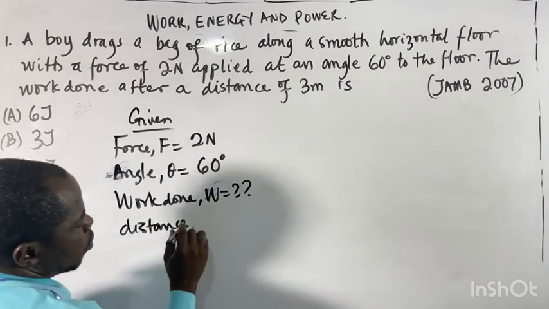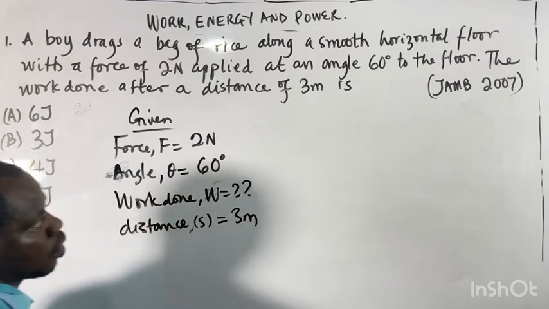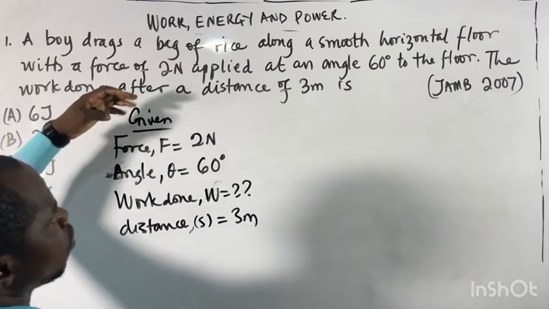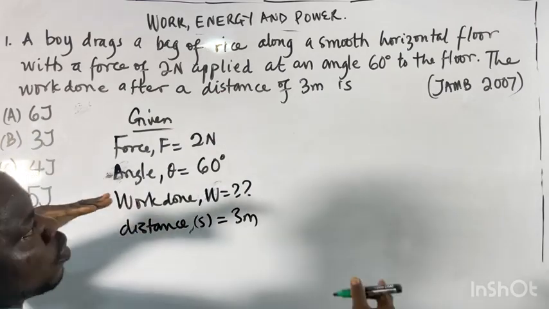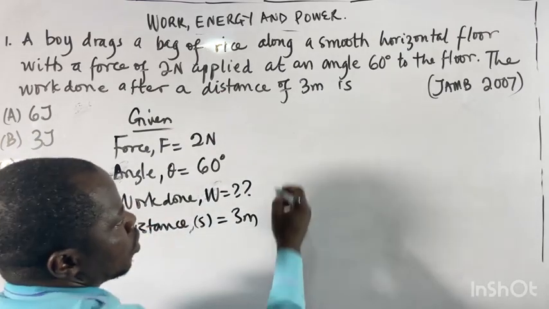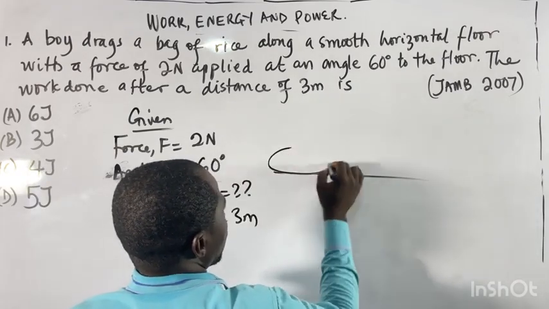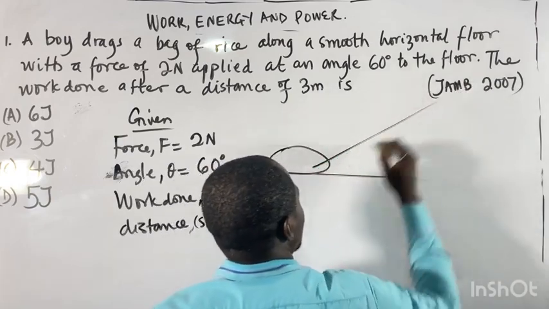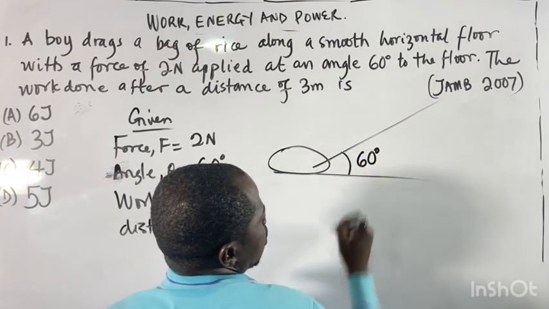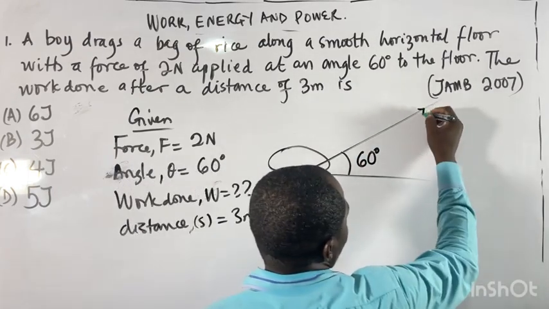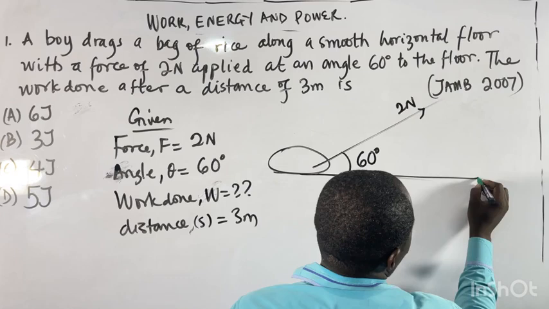Distance x is equal to 3 meters. Now, you can see that this object is moved on a smooth horizontal floor, with the force along the horizontal floor. A bag of rice is dragged with a force, and the angle of inclination here is given as 60 degrees. So this is the force, which is 2 newton, and you have to calculate the work done along the horizontal floor.